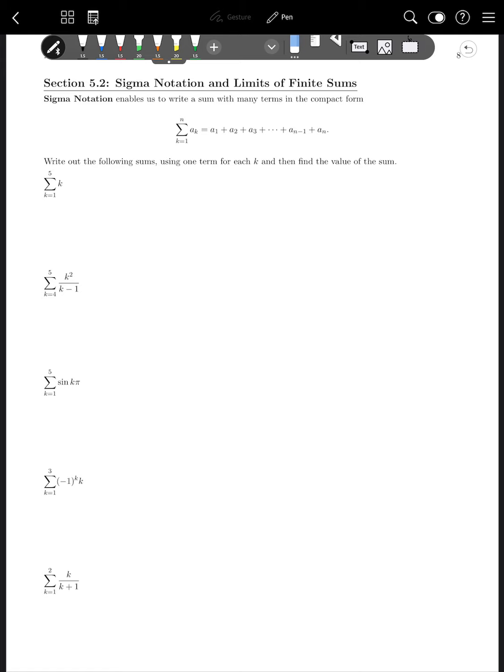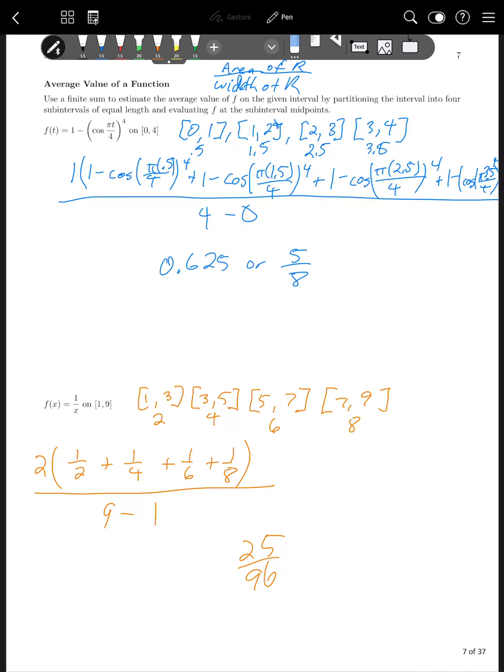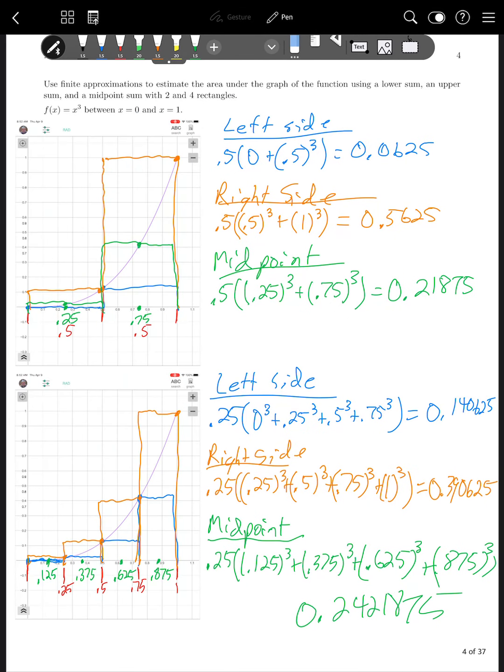What we're building towards in chapter 5 is the idea of the definite integral and how that relates to areas under curves. In the last section we talked about how to approximate the area under the curve by making rectangles and then adding their areas together.